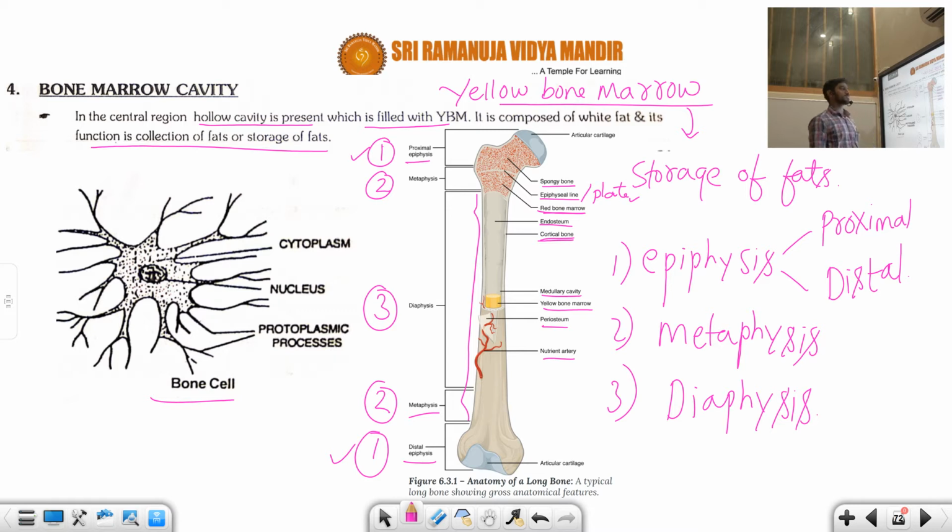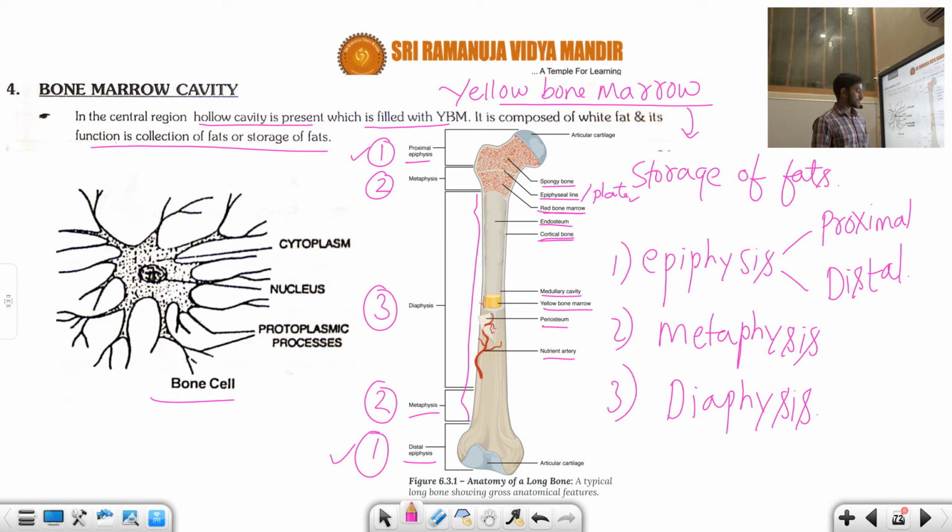So students, spongy bone we can see in the epiphysis region, whereas the epiphyseal line is present in the metaphysis. The epiphyseal line or plate protects the red bone marrow. Red bone marrow is generally found in the metaphysis region and is responsible for formation of RBC. After the metaphysis there is the diaphysis, made up of a cavity called the medullary cavity, filled with yellow bone marrow. The yellow bone marrow function is collection or storage of fats.